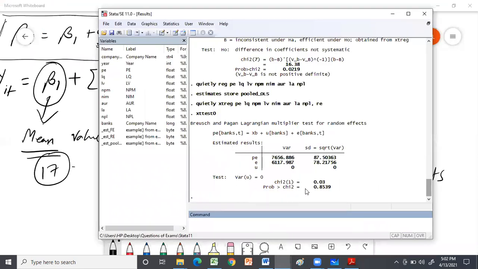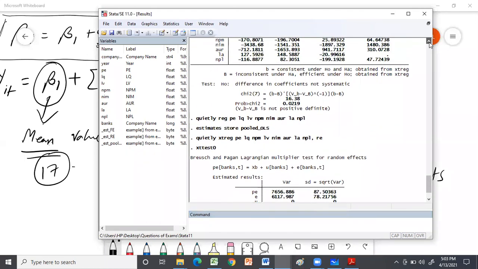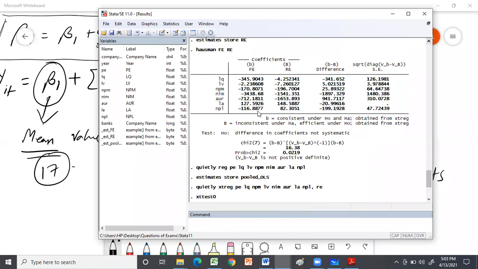And here the p-value is more than 5%, so the null hypothesis is accepted, or rather we have failed to reject the null hypothesis. So we can conclude that compared to random effect, pooled OLS is better here between these two models. Our random effect has already failed in the comparison between fixed effect and random effect.